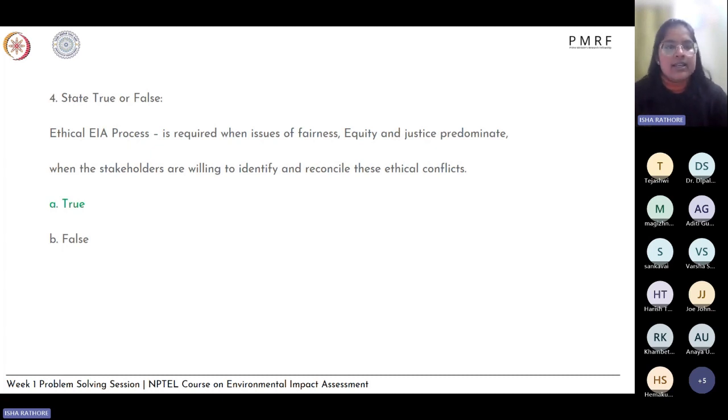and different concerns. Like an organization will have profit in mind, like a contractor or the industry owner will have profit in mind, while the villages which are being displaced will have certain other concerns like livelihood being affected or their land being taken. So how is an ethical EIA process ensured in this kind of scenario? So that is the correct definition of the ethical EIA process. So the statement is true.